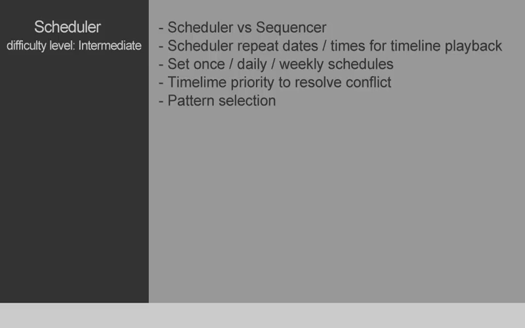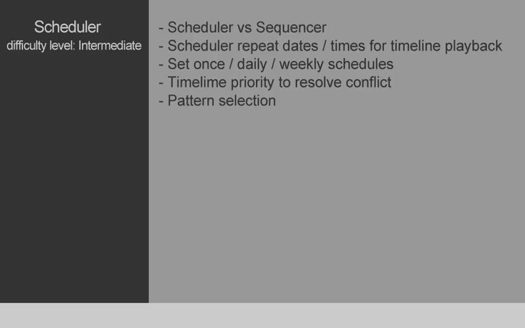In this lesson, we're going to talk about the scheduler. The scheduler is an option for each campaign versus using the sequencer. In sequencer mode, you simply play one timeline after the next. However, with the scheduler, you can set the repeat dates and the times to actually play back the timelines, and so you can use a scheduler to create a playback pattern.